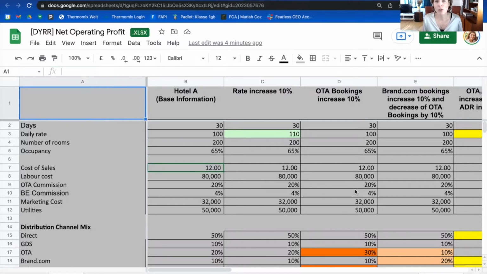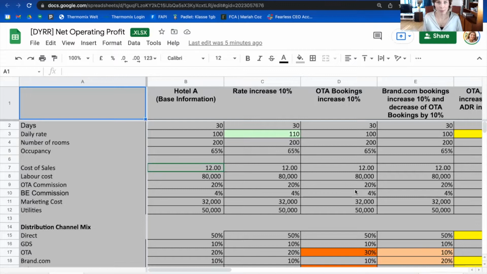First of all, I need to introduce you to my Hotel A. My Hotel A has 200 rooms, is selling for 100, let's say euros, but you name your currency as you need. And we are in a month with 30 nights. Okay. 200 rooms, 100 euro, and 30 days in a month. And my occupancy is 65%.